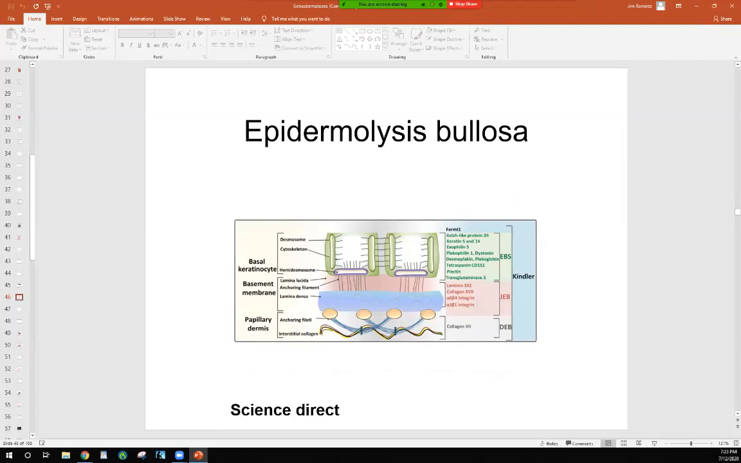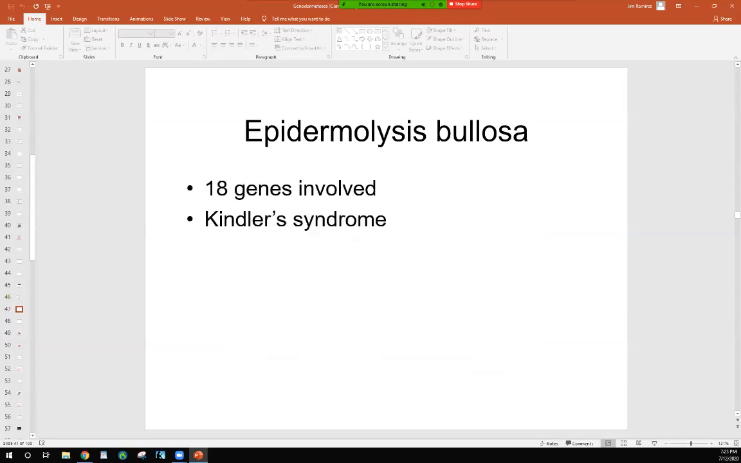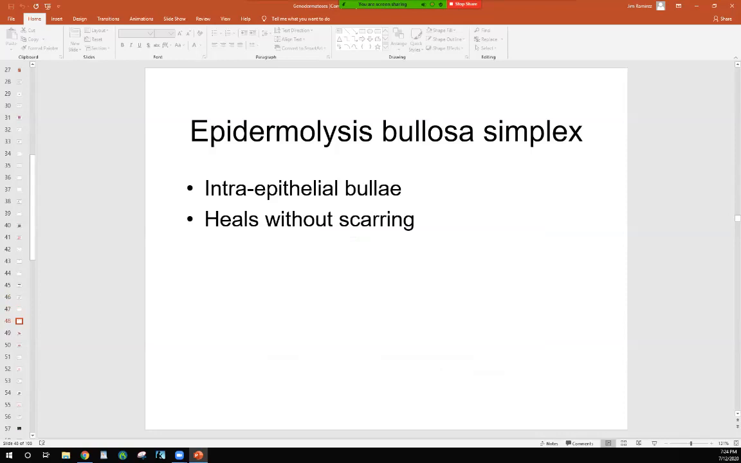And so this is where epidermolysis bullosa simplex lives. Junctional lives here, and then the dystrophic lives down here. 18 genes involved, so there's plenty of board material. Kindler syndrome is also thrown into this as well. So simplex is intraepithelial, and that's the point I want to make, because it is something you could probably suspect just from looking at the biopsy, and it generally heals without scarring.